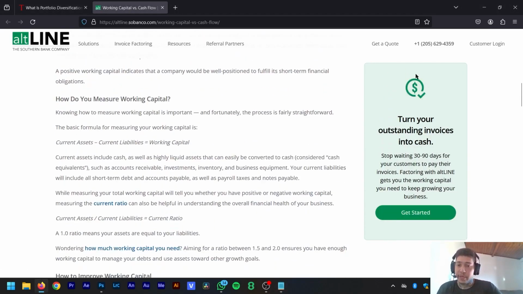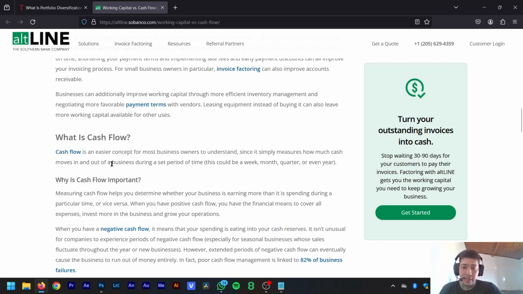So working capital, right? And then the cash flow. Cash flow is an easier concept for most business owners to understand since it simply measures how much cash moves in and out of a business during a set period of time. This could be a week, a month, quarter, or even a year. Why is cash flow important? Measuring cash flow helps you determine whether your business is earning more than it is spending during a particular time, or vice versa. When you have positive cash flow, which is what we're looking for, you have the financial means to cover all expenses, invest more in the business, and grow your operations. And that's exactly the same thing that you're going to be doing here.